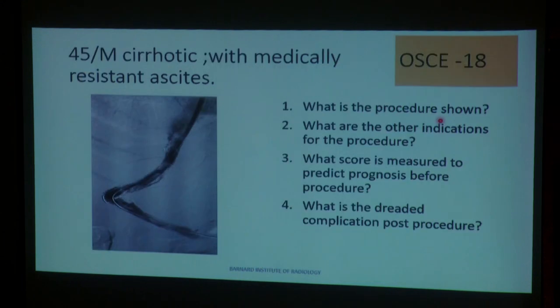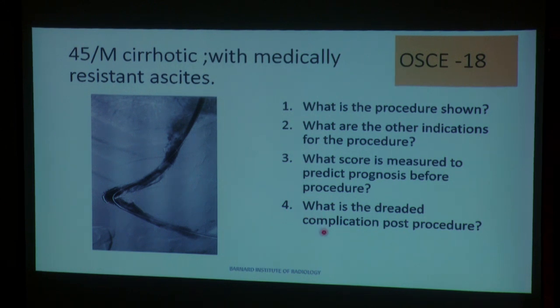This is a 45-year-old male, the X-ray, contrast X-ray given, and he is a cirrhotic. He's got medically resistant ascites. So what is this procedure which has been done? What are the other indications for this procedure? What score is measured to predict the prognosis before doing this procedure?